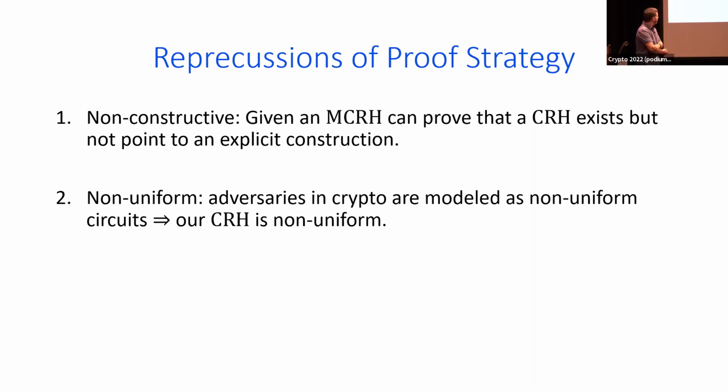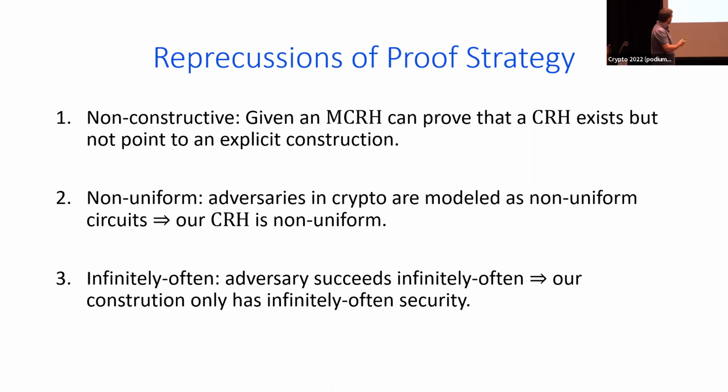The second issue is that the construction is non-uniform. Recall that usually in cryptography, we model adversaries as non-uniform circuits. Because we are using the adversary constructively, we inherit the non-uniformity. So our construction itself will be non-uniform. If we're talking about uniform adversaries, then this would go away.